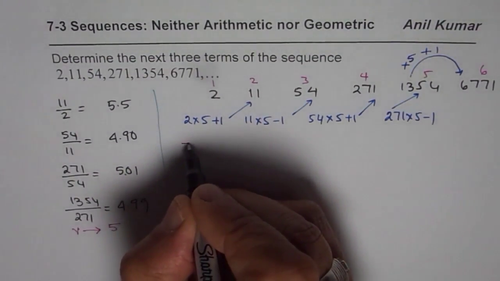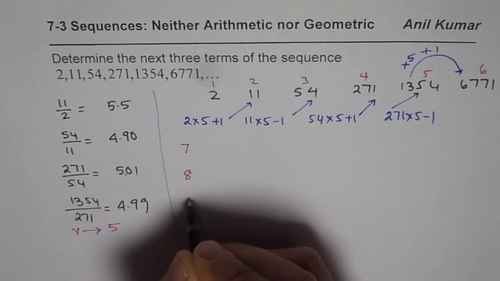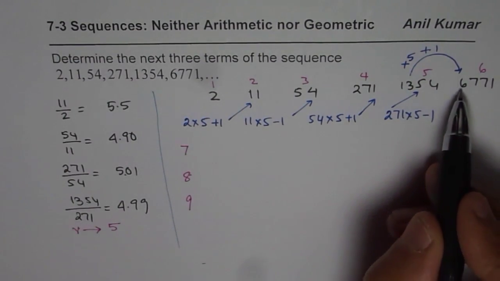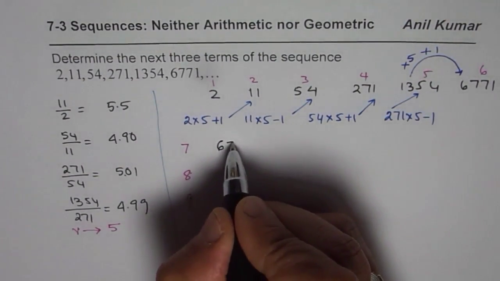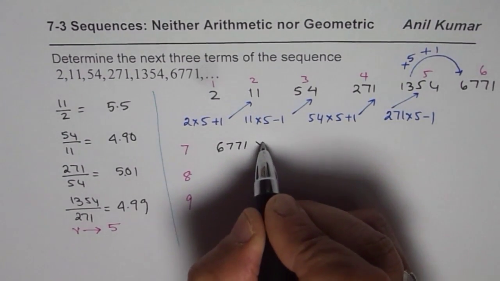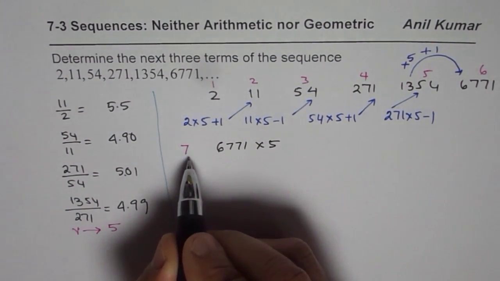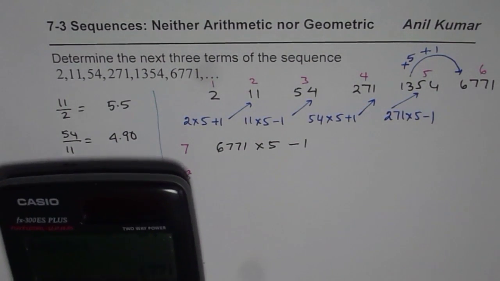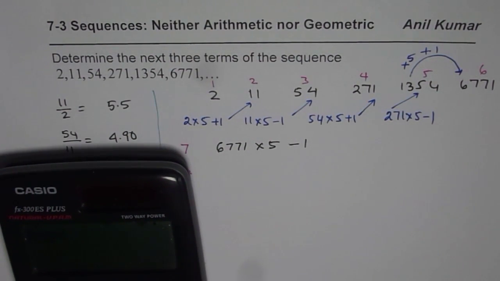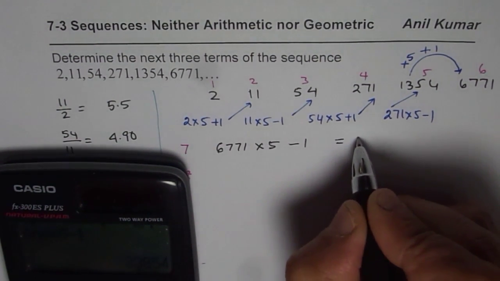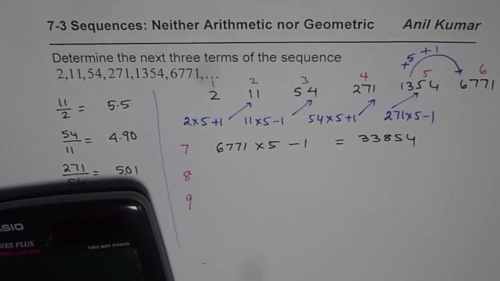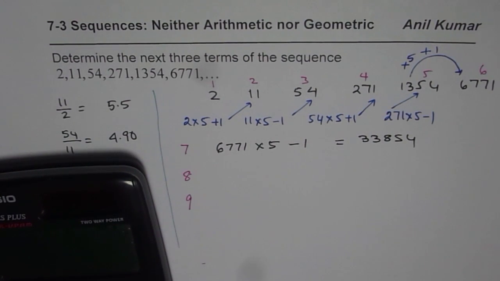So now we will find the 7th, 8th and 9th terms. How do we do that? We'll start with the 6th term, which is 6771, multiply by 5. Since this is odd, we take away 1. So that is how we should get our 7th term. So 6771 times 5 minus 1 should give us the 7th term. That is equal to 33854. Now the next term, we'll multiply by 5 and add 1.